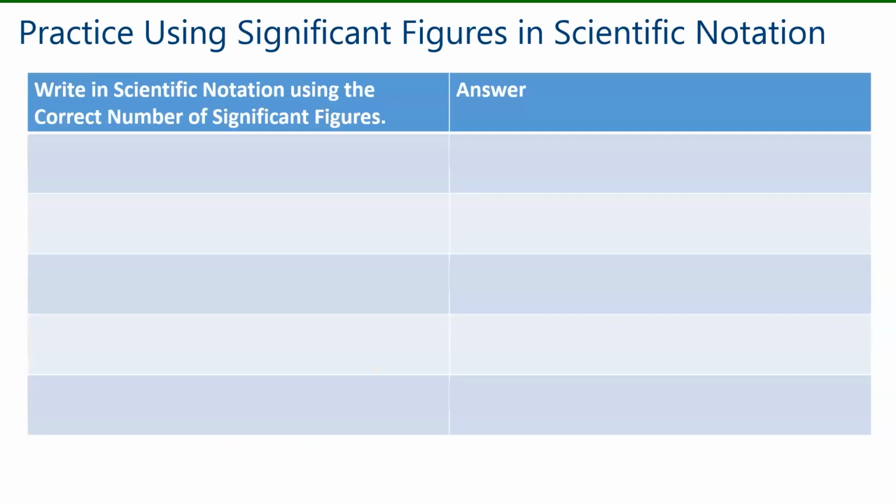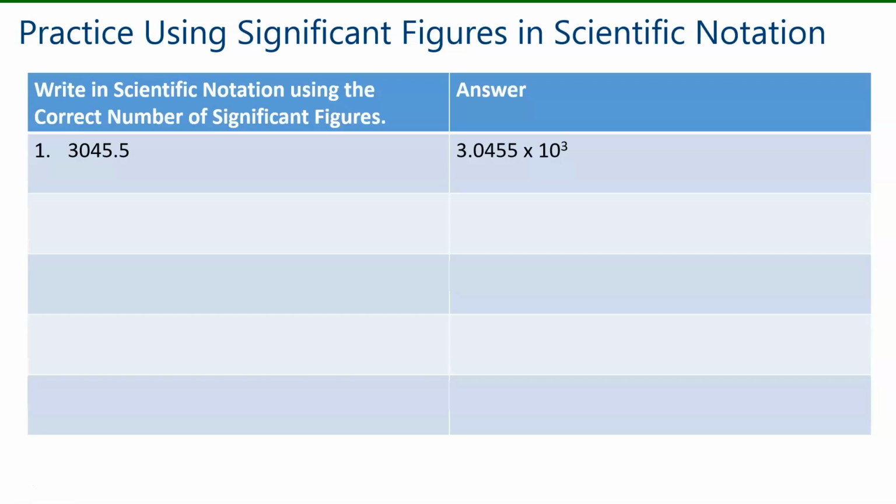As each number in the table is revealed, pause the video and write down your answer in scientific notation using the correct number of significant figures. Once you've recorded your answer, resume the video and we'll go through the answer together, and then do that for the next problem. Our first problem is 3045.5. Write that number in scientific notation with the correct number of significant figures.